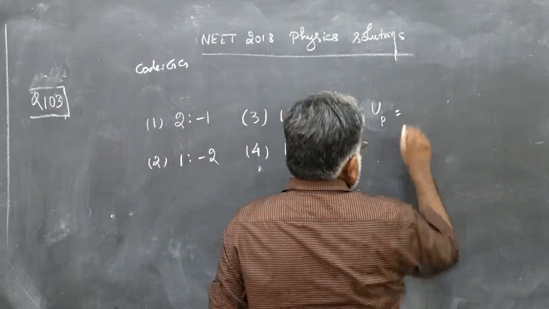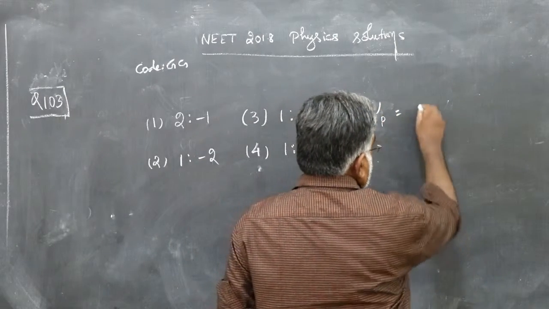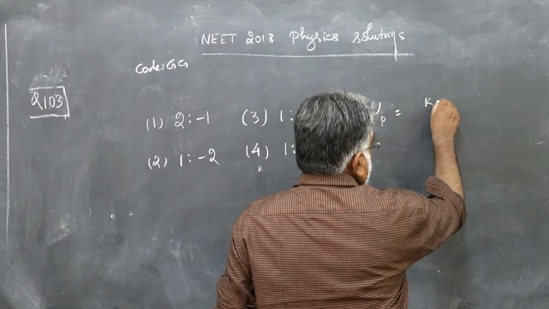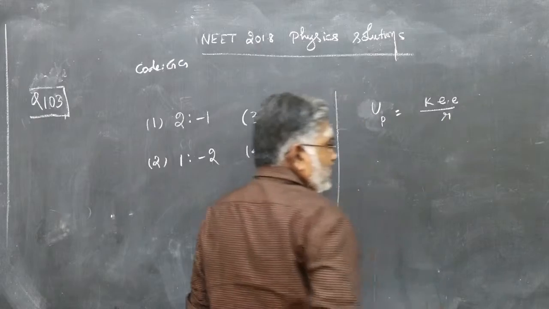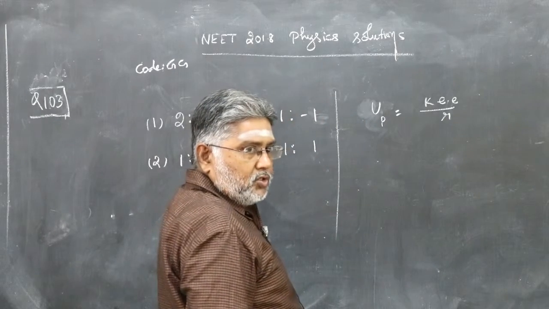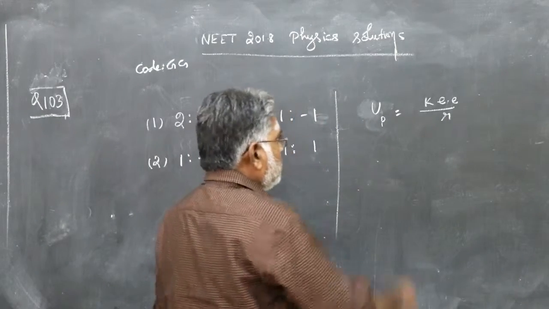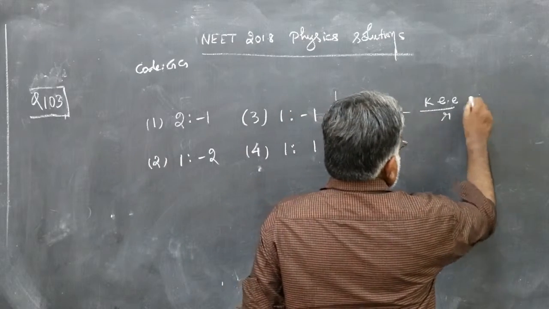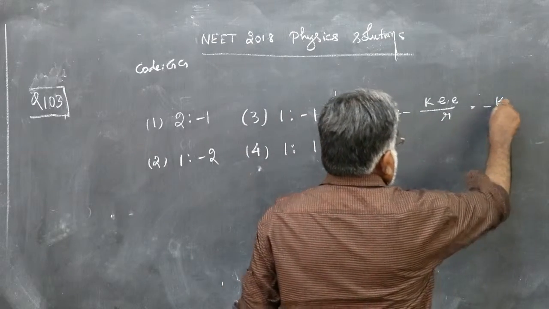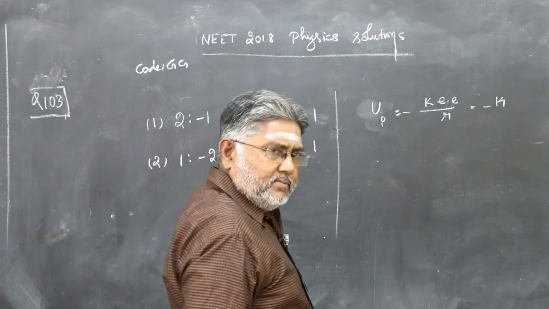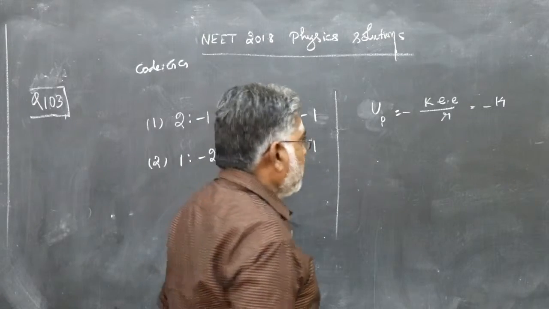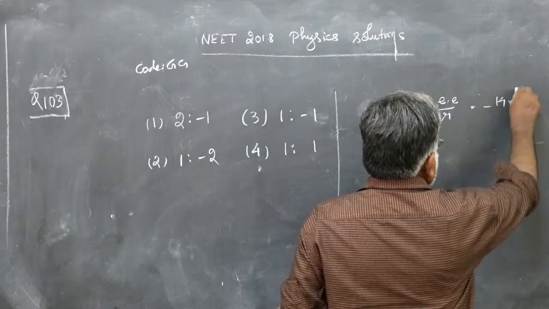Potential energy formula K Q1 Q2 by R. K, Q1 is e, Q2 is e, by R. But you see charge on the proton is positive, charge on the electron negative, same magnitude. So minus K. It's given hydrogen atom. For other atoms Z will be there, otherwise simply e. Minus K e squared by R.